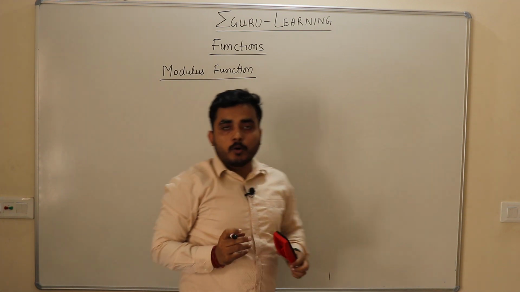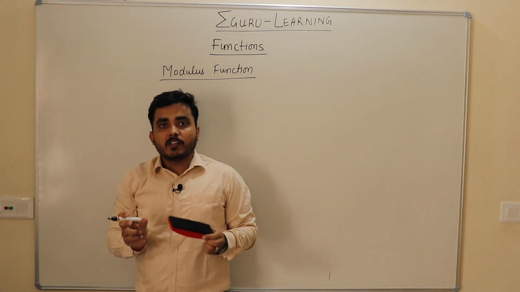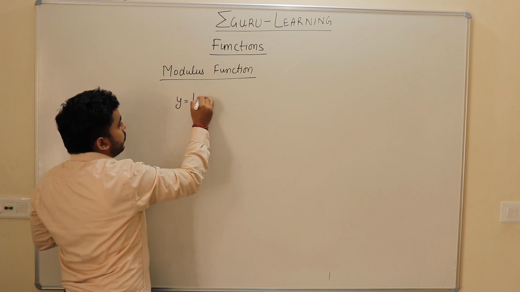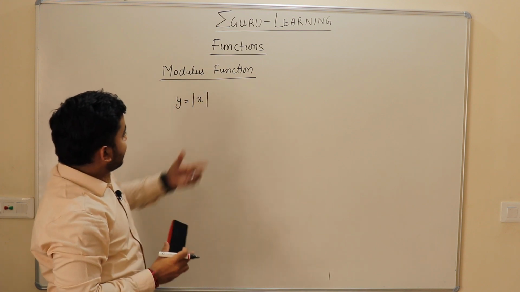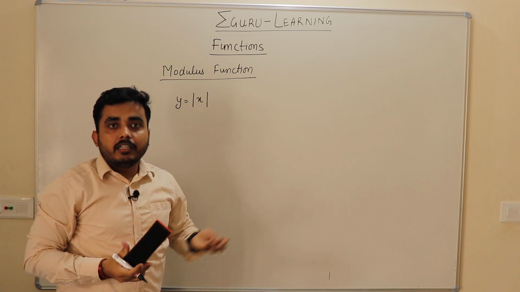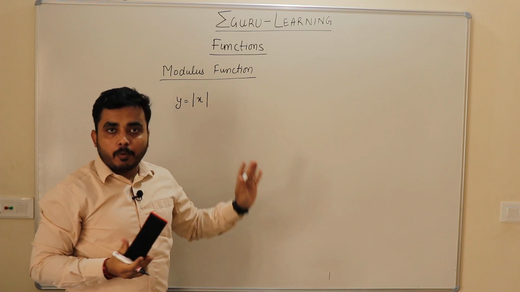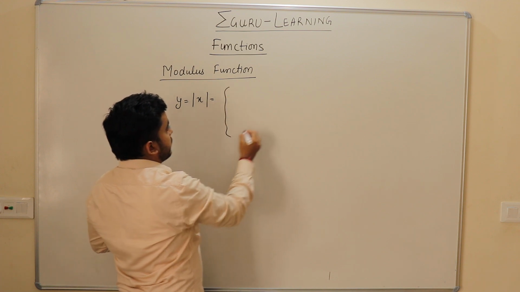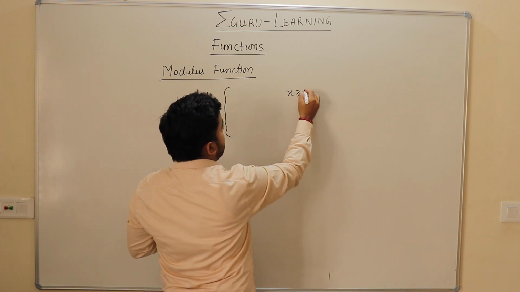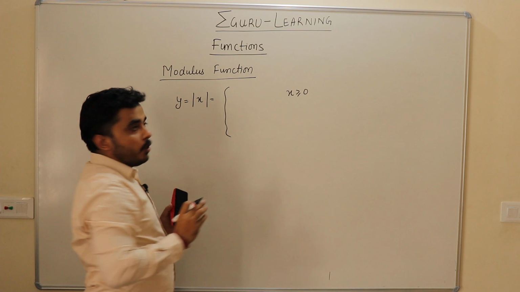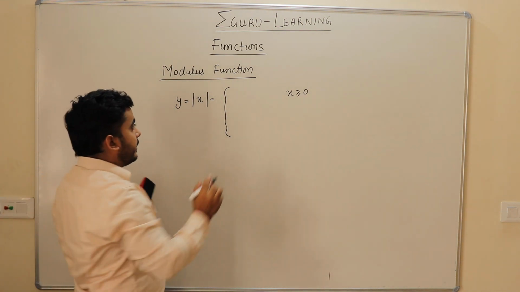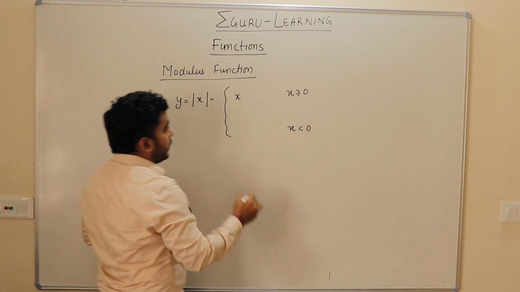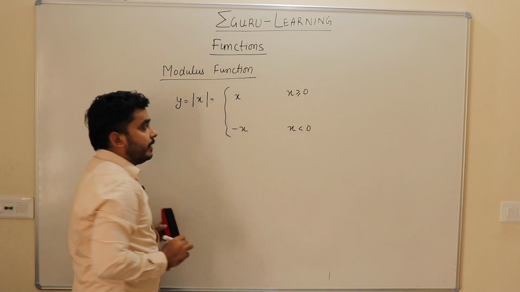So talking about the modulus function, y equals mod of x, let's say, is the modulus function we have. What is its definition in the region when x is positive and x is negative? Now let's talk about its definition. If x is greater than or equal to 0, mod of x will open with the positive sign, x. And when x is less than 0, this will be negative x.